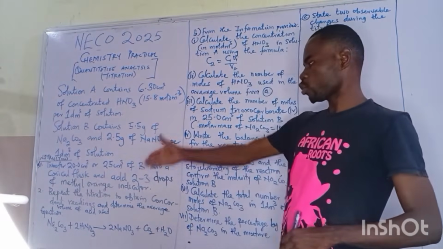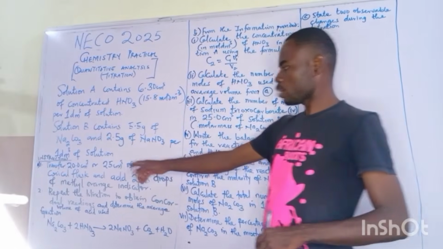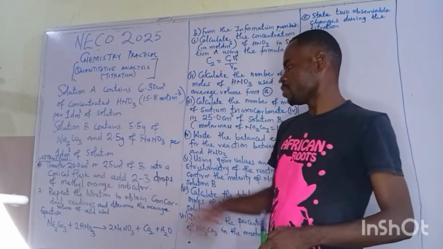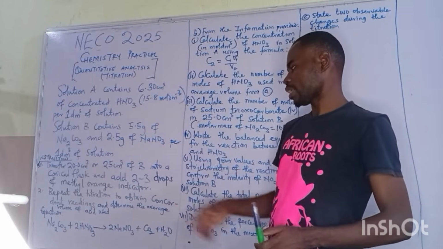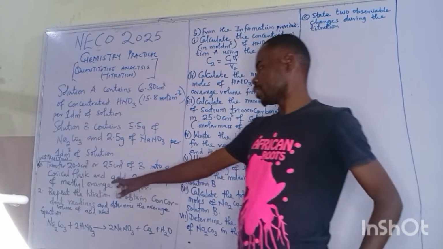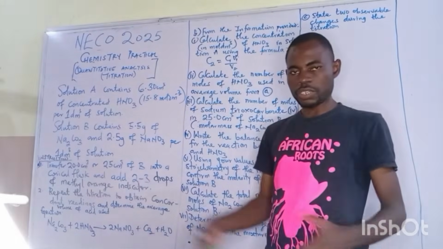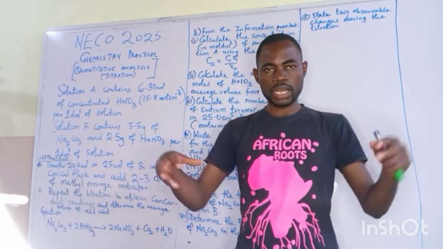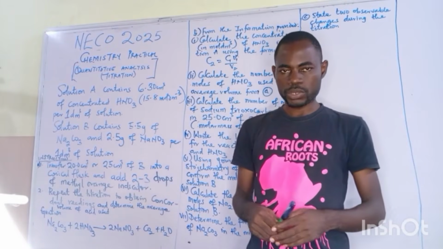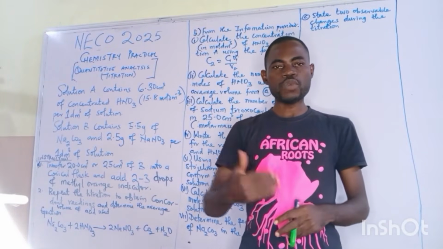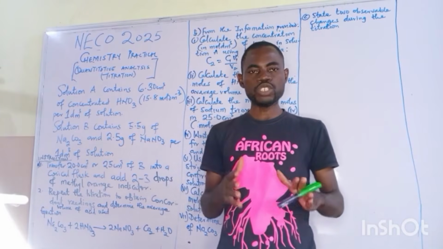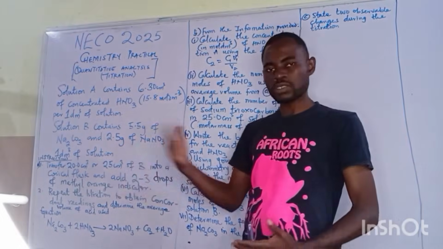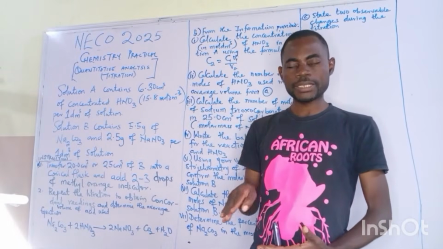Now we have instructions to follow. They said we should transfer 20 cm³ or 25 cm³ of B into a conical flask and add 2 to 3 drops of methyl orange indicator. In this video, we are not going to use our apparatus. That's the reason why this video has a lot of parts. There will be sections where we use apparatus. But to start with, let's go in with it, and from there we will turn into experiments.